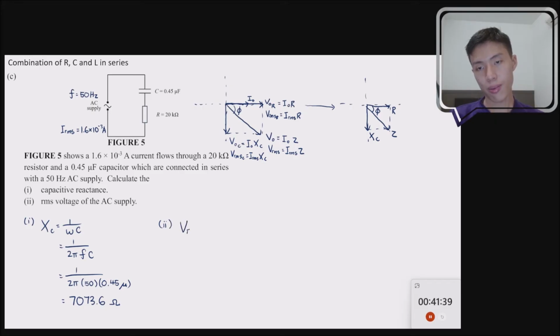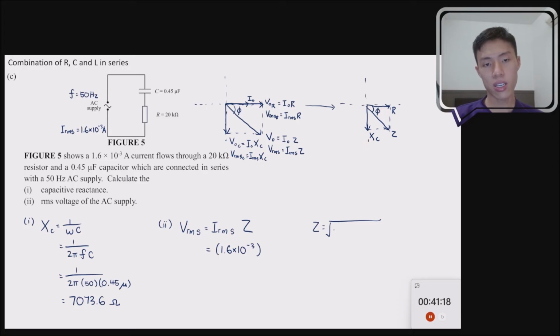If they're asking for VRMS, we know that VRMS is equal to IRMS multiplied by Z. You have the IRMS is 1.6 times 10 to the power negative 3. You just need to determine your Z. How do you determine your Z? You can determine it from Pythagoras theorem, because you can see that Z is the combination of R and XC in x-axis and y-axis. So it's actually Pythagoras theorem, R squared plus XC squared. So the R over here should be 20k, 20 times 10 to the power of 3 squared. XC already determined earlier, it will be 7073.6 squared.